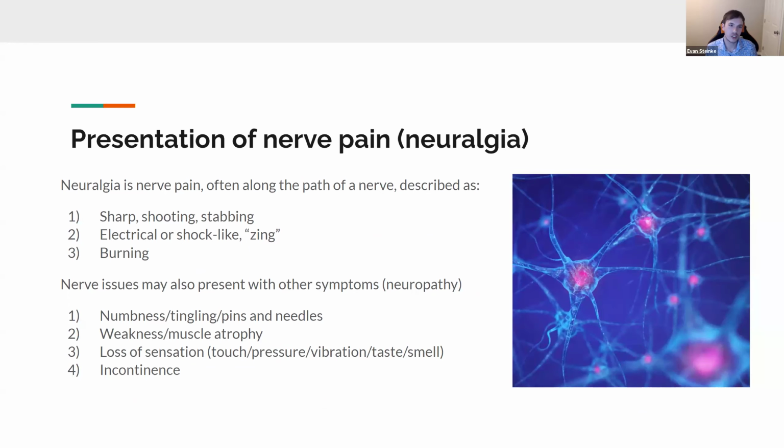And when people say shooting, it's because it can almost travel down the nerve. People also describe that as electrical shock-like, or like I had a zing down my leg. Depending on the length of the nerve, it could be all the way from your middle back down to your toe, right? That kind of quick shooting sensation. And that's a bit of a testament to how fast nerve signals travel. It's over within a second.